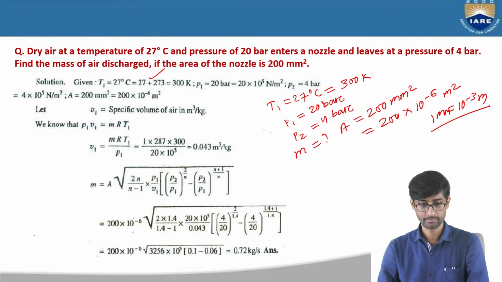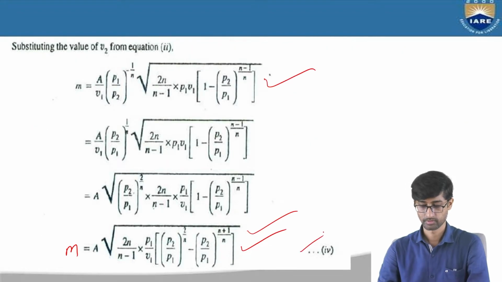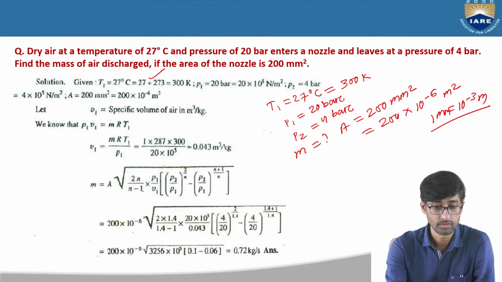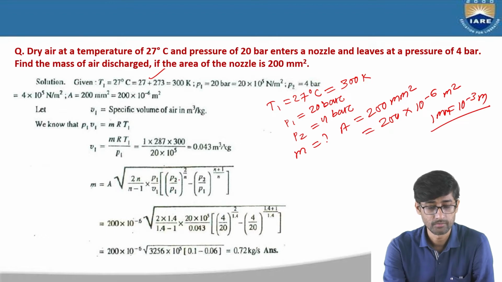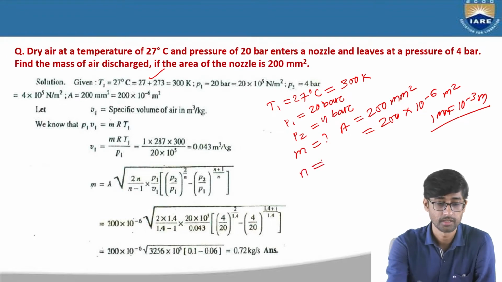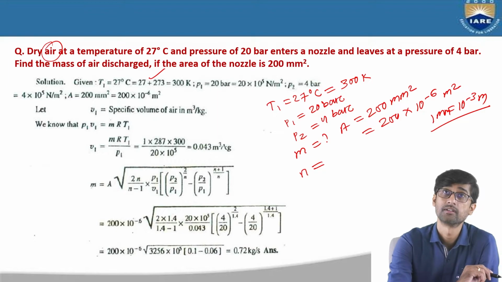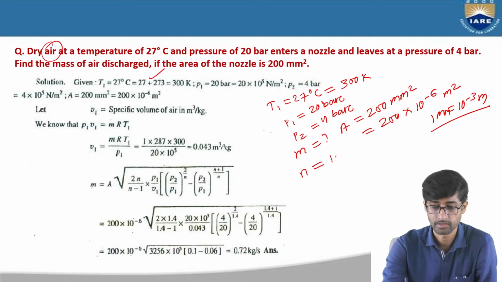Already we know mass M from equation number 4. That equals A under root 2n by n minus 1 into P1 V1 whole into P2 by P1 to the power 2 by n minus P2 by P1 to the power n plus 1 by n. What is n? Isentropic index. And the refrigerant given is air. For air, the isentropic index will be 1.4.